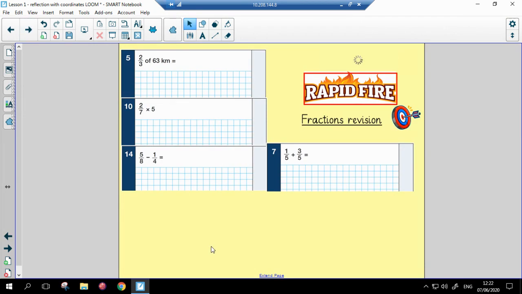So let's have some rapid fire fractions revision. I've put 4 questions here, really quick ones from an arithmetic paper. I know you've been practicing arithmetic papers every week at home, so these should be easy. I'll give you some time, and then when you're ready, move on to the next slide for the answers.